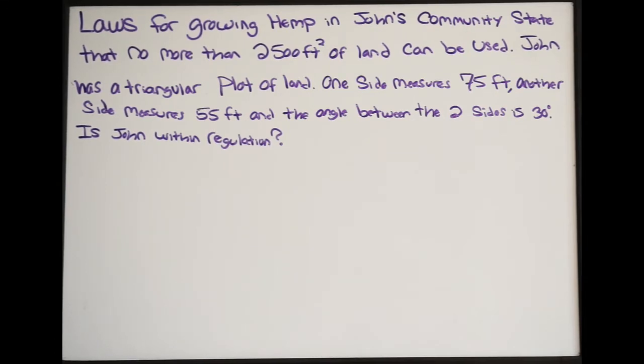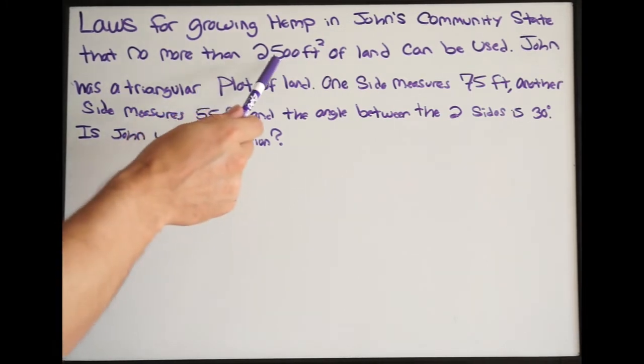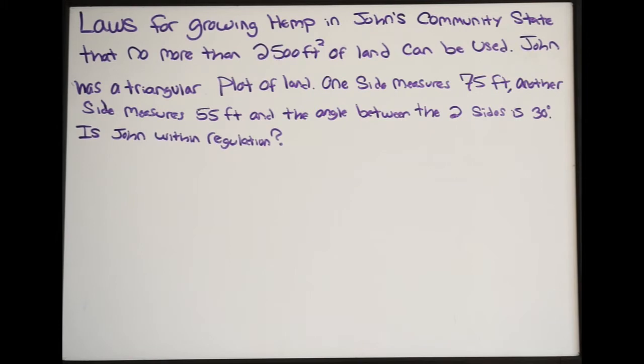It says, laws for growing hemp in John's community state that no more than 2,500 square feet of land can be used. John has a triangular plot of land, and one side measures 75 feet, another side measures 55 feet, and the angle between the two sides is 30 degrees. The question is asking us, is John within regulation? They want to know, is he going to go over this 2,500 square feet? Because if he does, he's not within regulation. So we need to determine that.